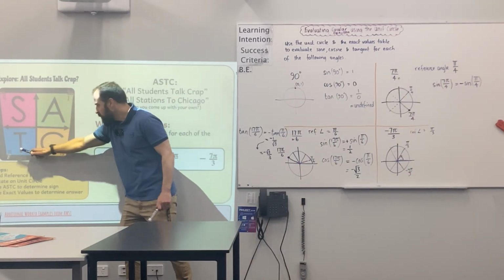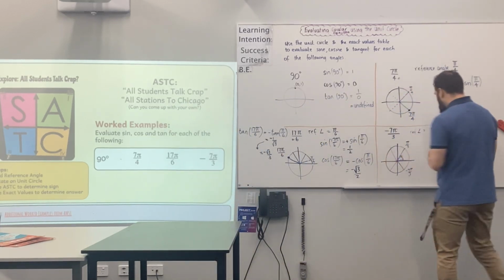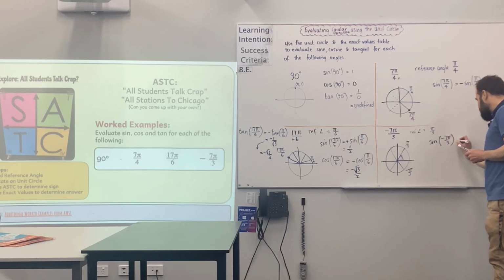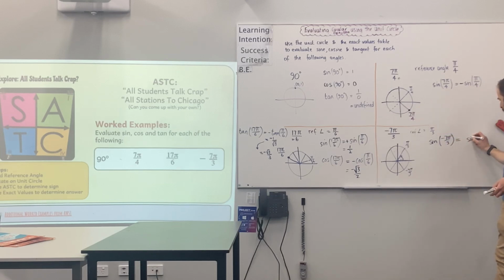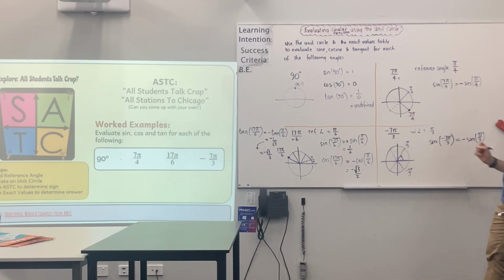Oh, students talk crap. What is positive in the fourth quadrant? Cos. So I go sine of negative 7 pi on 3 has something to do with sine of pi on 3. Because we're in the fourth quadrant, it's going to be negative. And then I look up the exact values table. What is sine of pi on 3? It's root 3 on 2, and it's negative.